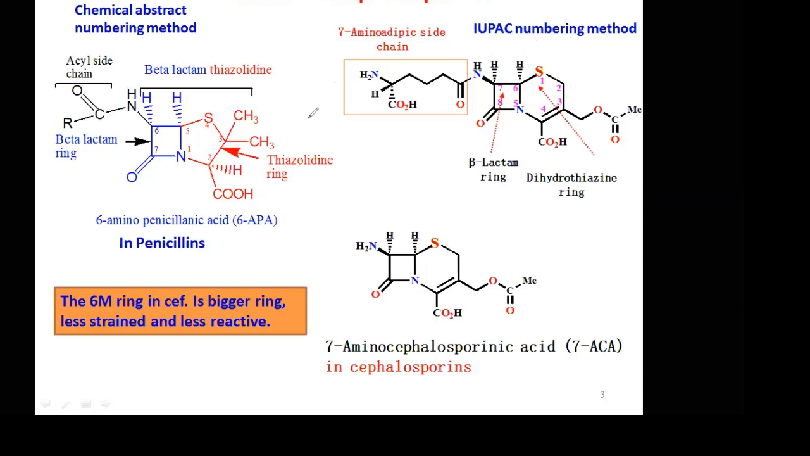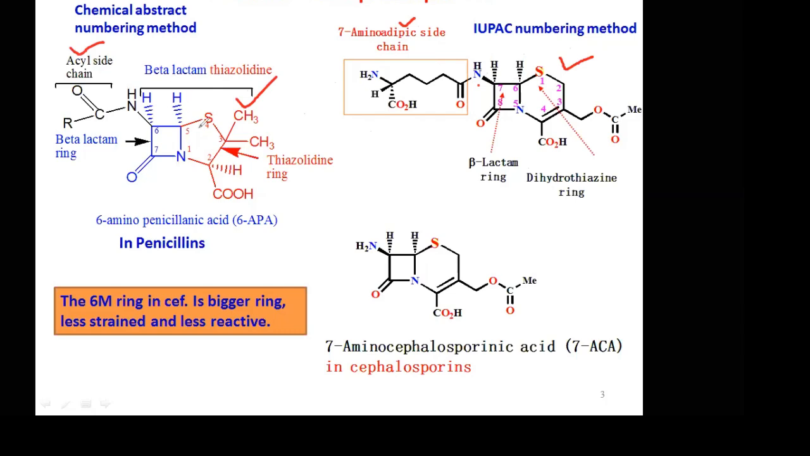Now, both the namings are correct. Sometimes textbooks give this type of numbering, sometimes they give that type of numbering. Both are correct. Now, you see the side chain at the amine group is 7-amino adipic acid, which is present in cephalosporin, whereas here it is an acyl side chain.